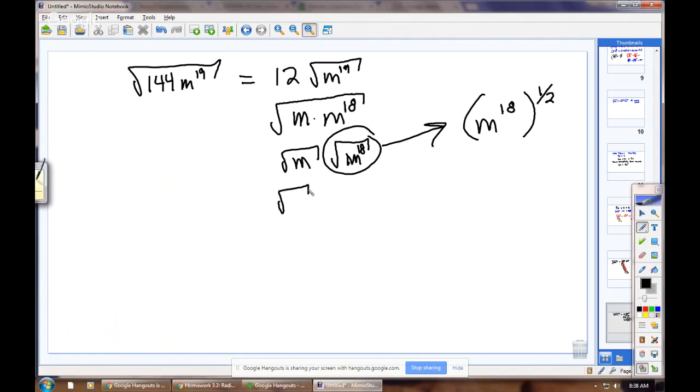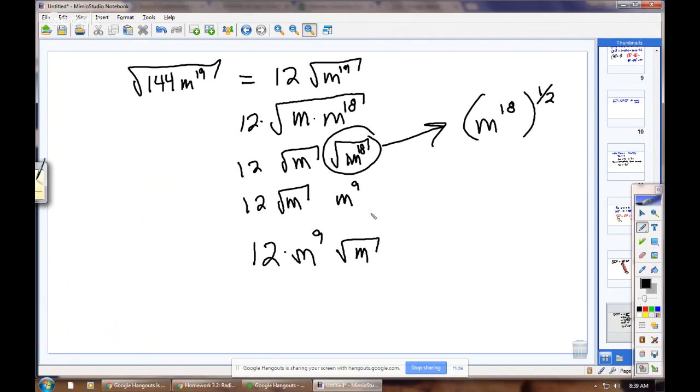So then this becomes, that square root of m is still chilling there. And the square root of m to the 18th is the same as m to the 9th power. Okay, because a power to a power means multiply, which cuts that in half. Now the 12 is still chilling out here the whole time waiting to be dealt with. So this is one way I could write it. Typically we write the square root last, so the usual way to write this would be 12 times m to the 9th power times the square root of m.